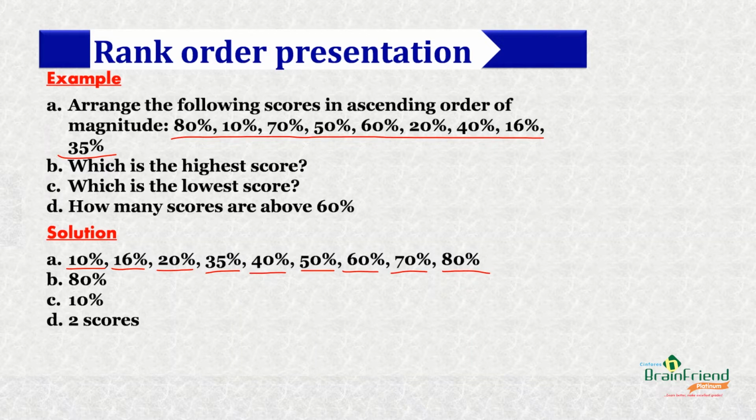Which is the highest score? Obviously, you can see that the highest score is 80%. The next question says, which is the lowest score? Obviously, from our arrangement, we can see our lowest score as 10%. So, the answer to question C is 10%. And lastly, we have how many scores are above 60. Here is our 60 score. So we take the scores that are above 60, and that is two scores, 70% and 80%.